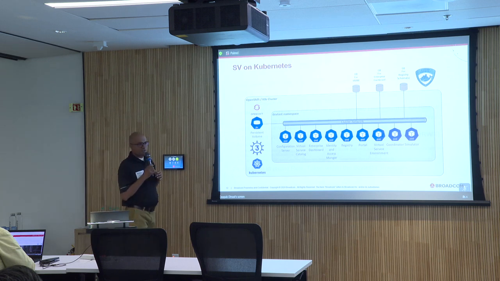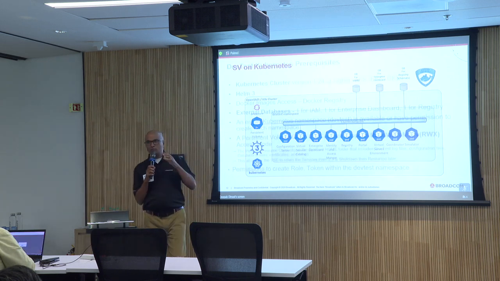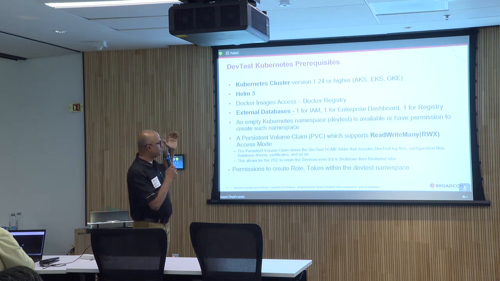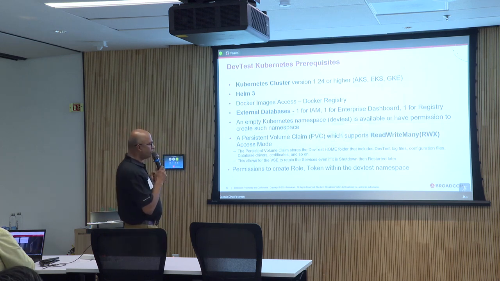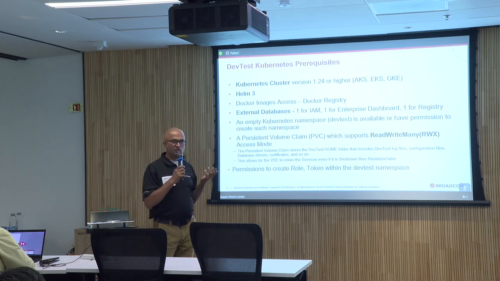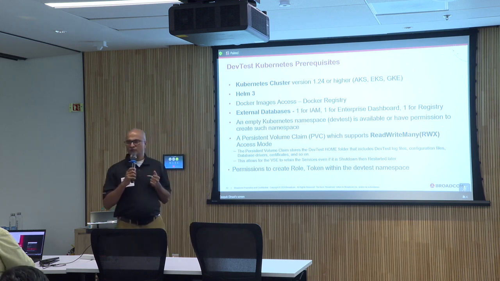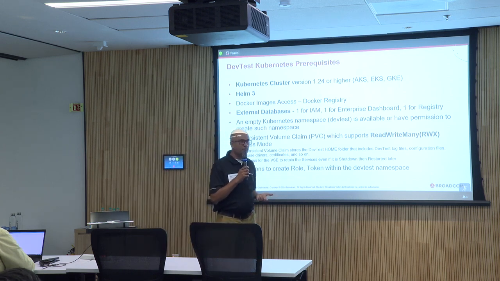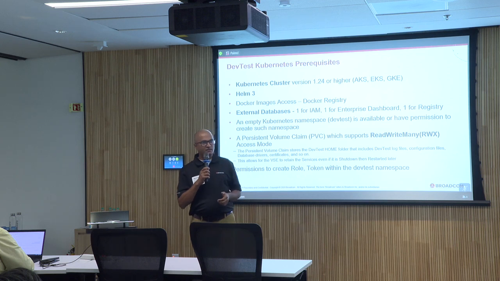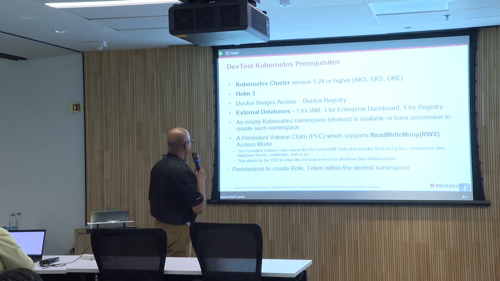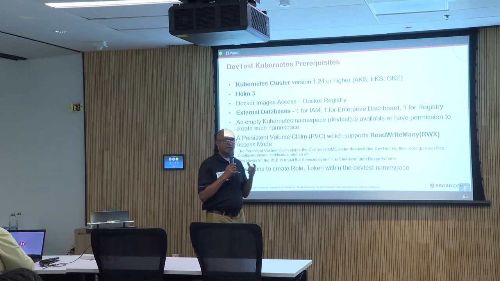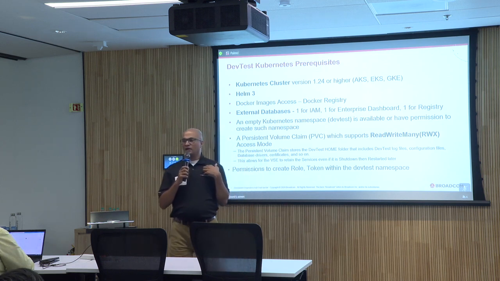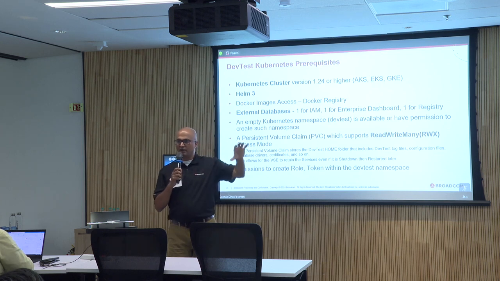So what are the prerequisites to deploy SV on the cloud? I would probably classify them into three sections. The first one is probably the environment itself, right? So you need a Kubernetes environment, Kubernetes installed, version 1.24 or later. You need Helm, which helps you to install and deploy the containers, right? 3.0 plus. And you need a Docker registry. You need to have created a local Docker registry, so that you can pull the images from our repository, right? So these are all from an environment perspective.